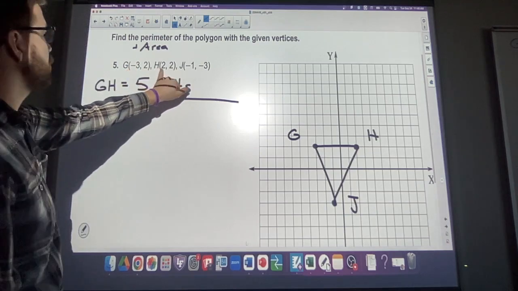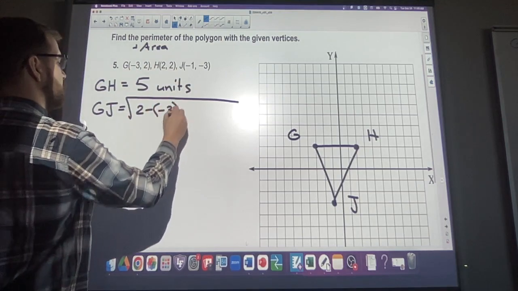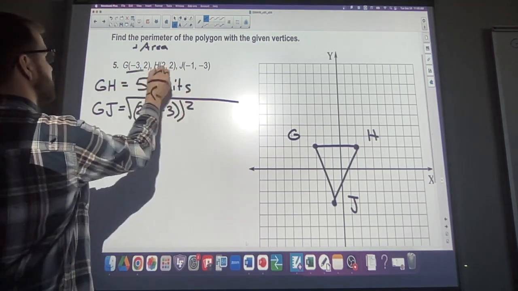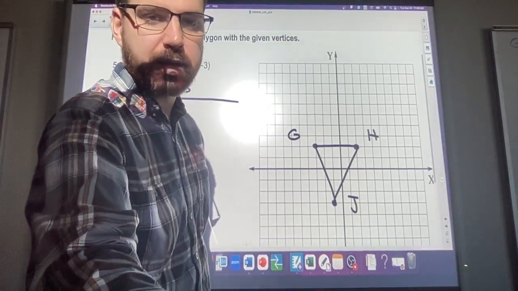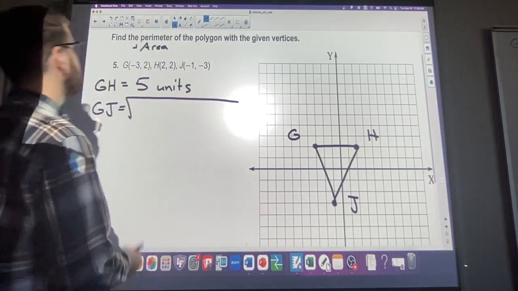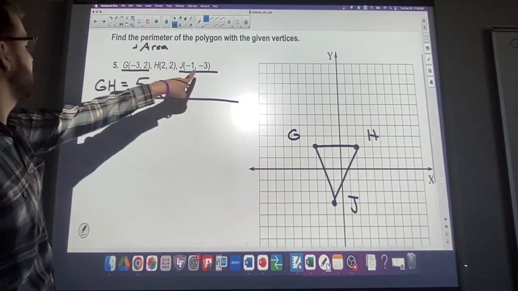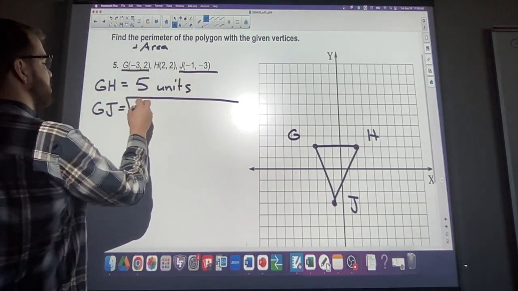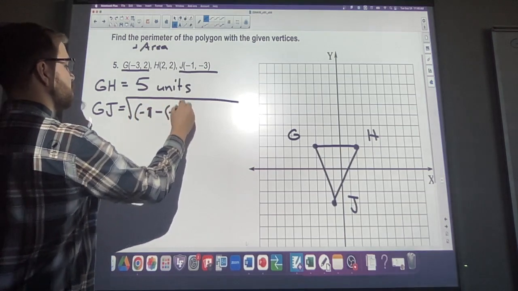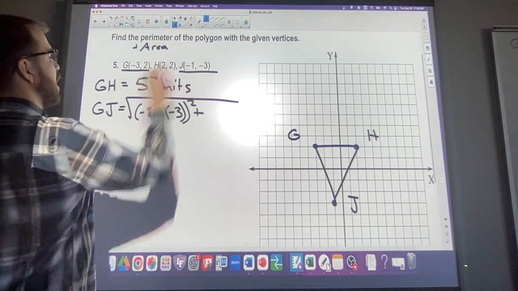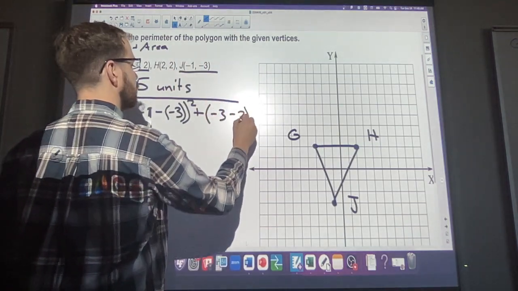So I'm going to do my x2, which would be 2 minus -3, and I'm going to square that using these. Oh, I'm sorry. I should probably look at what I'm doing here. Let me delete that. I just said I'm doing G to J, and I was doing H. Okay, I'm going to do G to J first. So I'm going -1 and -3, my x2 and x1. So I'm going -1 minus -3 squared. And then I'll do y2, so -3 minus 2 squared.